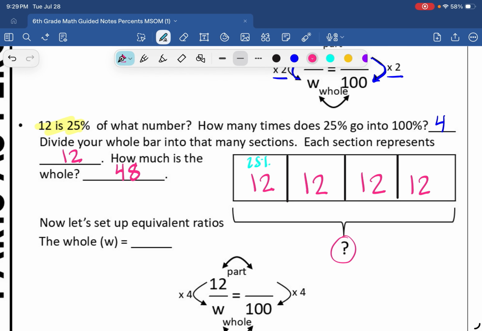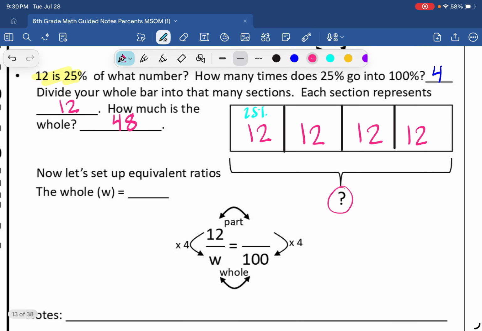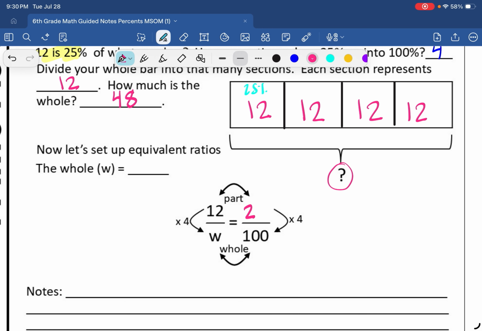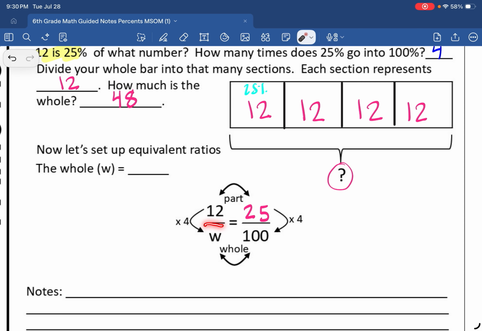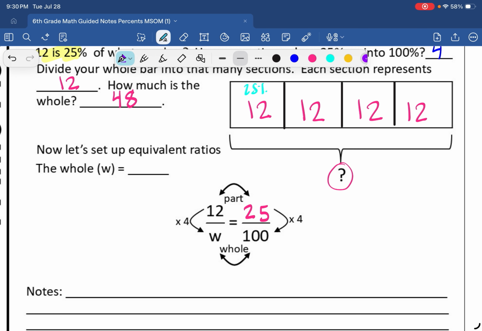Let's set this up using equivalent ratios. My percent is 25 out of 100. It tells me that 12 is 25%, so 12 is my part and will go in the numerator. I am trying to figure out my whole. Let's look for the multiplicative factor. I notice that 25 times 4 is 100, so 12 times 4 will give me my whole of 48.